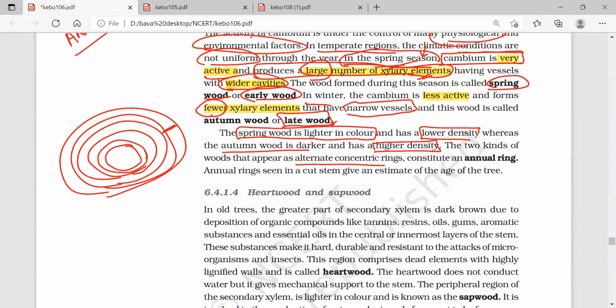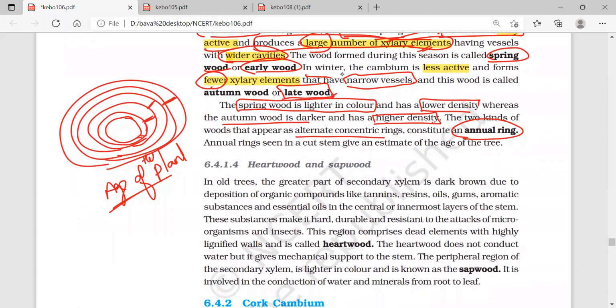So these rings are used to calculate the age of the plant. These are all called annual rings. Annual rings seen in a cut stem give an estimate of the age of the tree. We can expect a question like this.